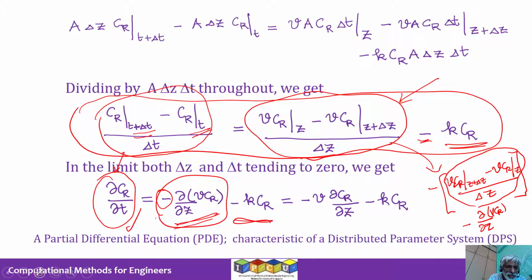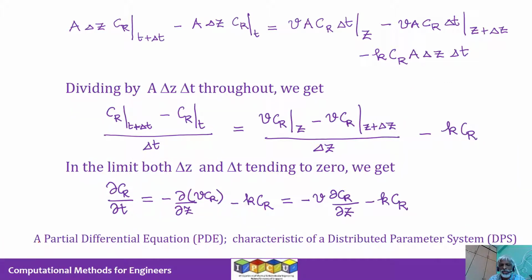So what you have here is this particular equation, dou CR by dou T equals minus V dou CR by dou Z minus K times CR. And CR is a function of both T and Z. Or you can write it as CR is a function of Z and T, doesn't matter. So what we get here is a partial differential equation, not an ordinary differential equation. We are going to get a partial differential equation because there are two independent variables here, which are time T and position Z. The dependent variable is CR.